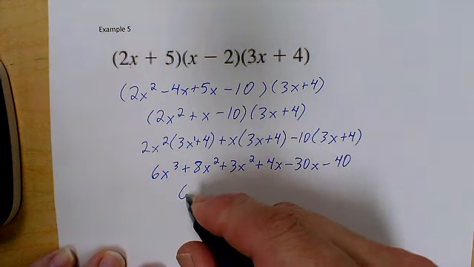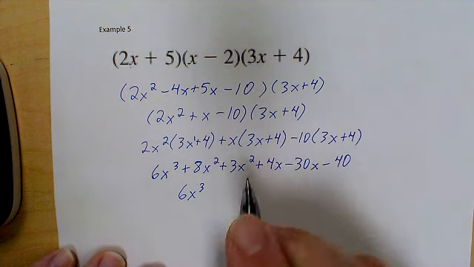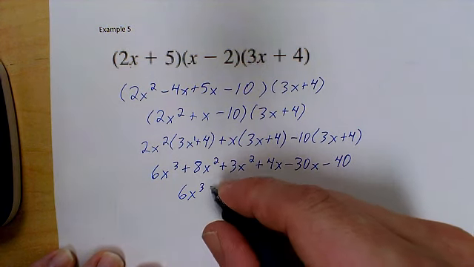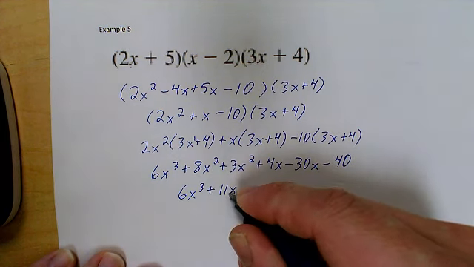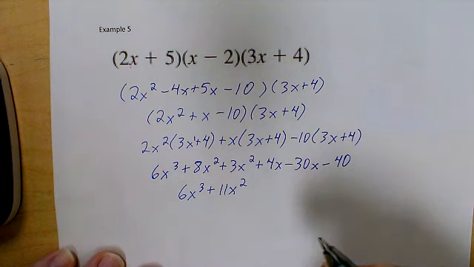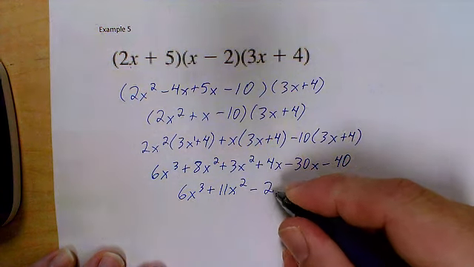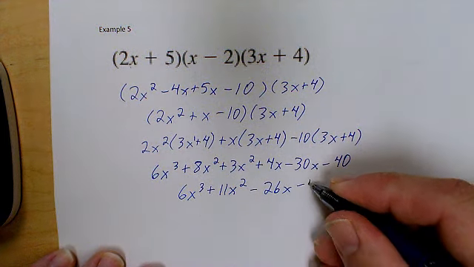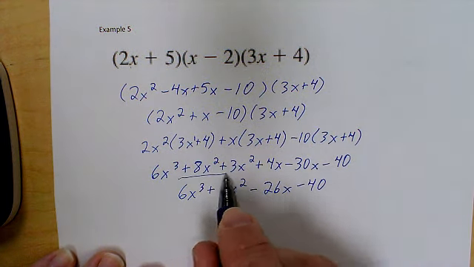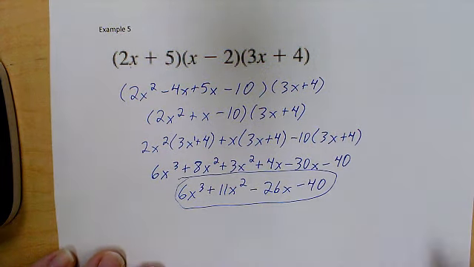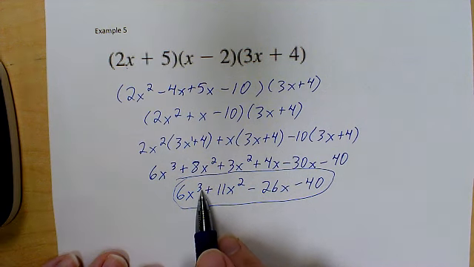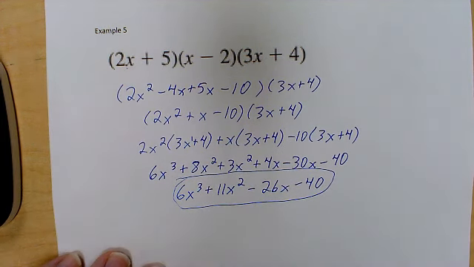Combine my like terms, I'm going to be done. So 6x cubed had nothing to combine with, but the x squareds will combine to 11x squared. 4x minus 30x will be negative 26x, and minus 40, the constant, had nothing to combine with. So this is a cubic because it's to the third degree and it's got 4 terms.